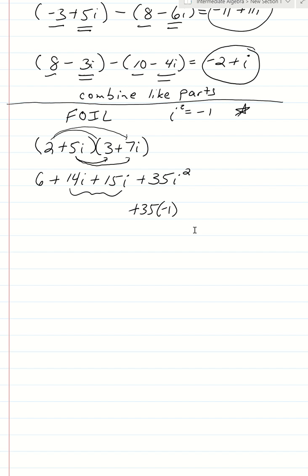And so now, if we were to combine the 14i plus the 15i, that would in fact give us a positive 29i. But now let's take a look at this 35 times the -1. That would give you a -35. And when you combine the -35 with the +6, that would give you a -29. So by multiplying these two complex numbers together, we get -29 plus the 29i.